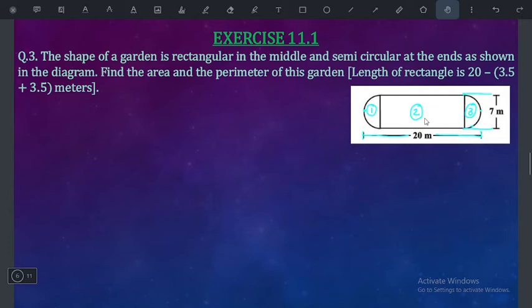Now one hint is given here. Hint is: length of rectangle is 20 minus 3.5 plus 3.5 meter. Here there are two semicircles, but the two semicircles are equal.